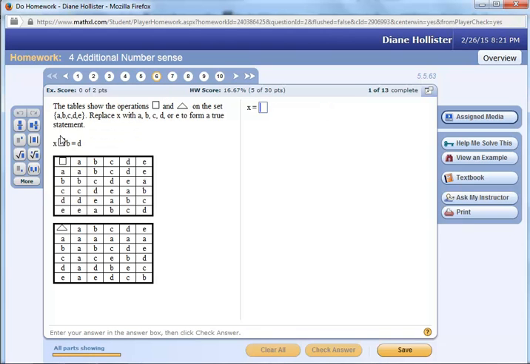Then it asks us to replace X with A, B, C, D, or E to form a true statement. So what letter, when we use the operation square, with B do we get D? Let's see, B to get D. Well, here's D in our table, so that would indicate that we have to cross it with C.